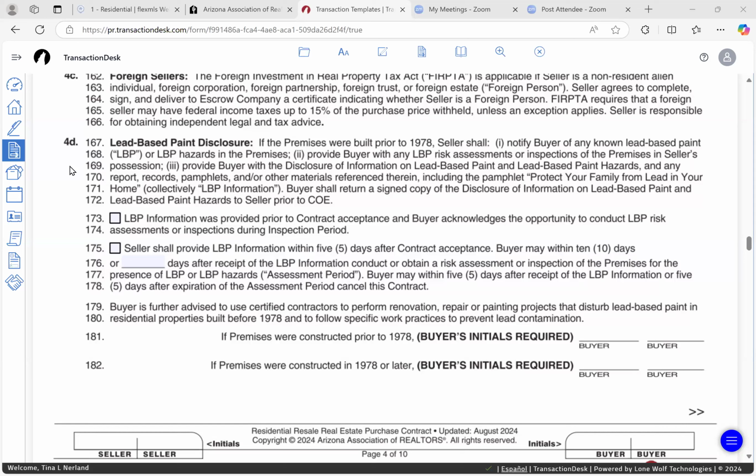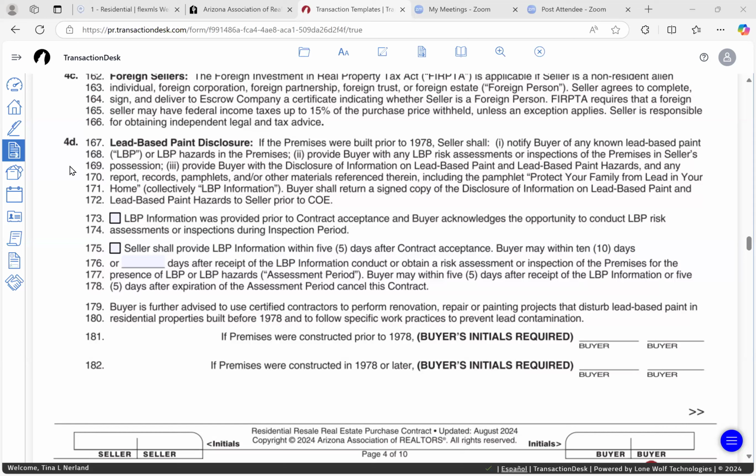So line 173 and 175, you need to check one of these two boxes when you submit your offer if it applies. If it does not apply, leave it blank. So 173 is stating that the lead-based paint information was provided prior to contract acceptance, and the buyer acknowledges the opportunity to conduct a lead-based paint risk assessment or inspections during the inspection period. This form was either emailed to you prior to you putting your offer in or uploaded into the MLS. That is what you check here, if one of those two things happened.